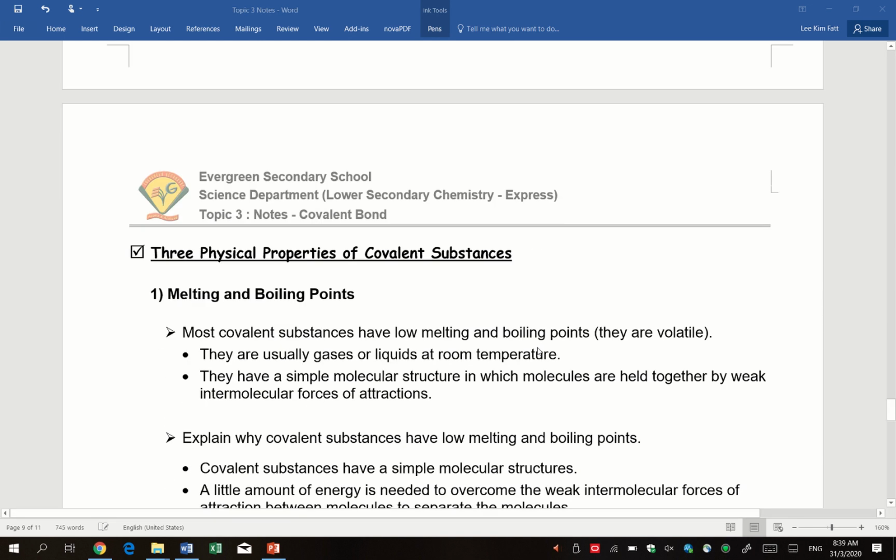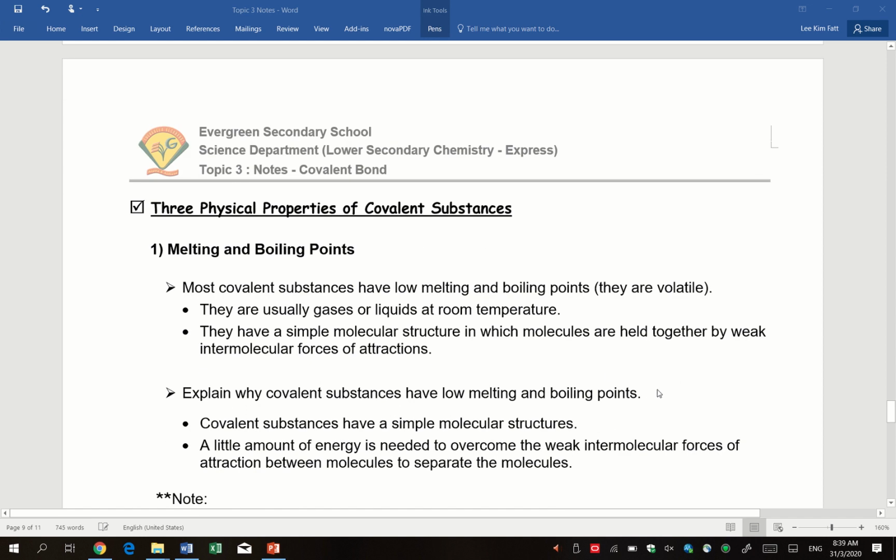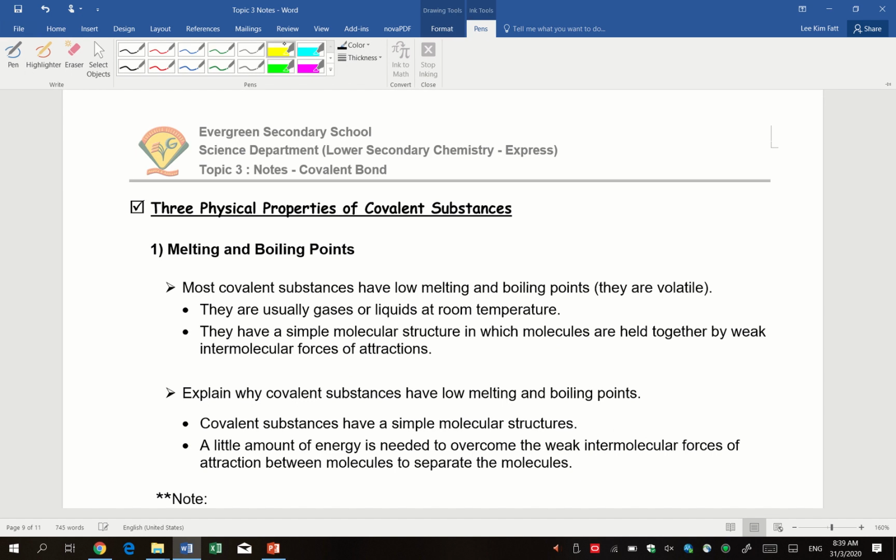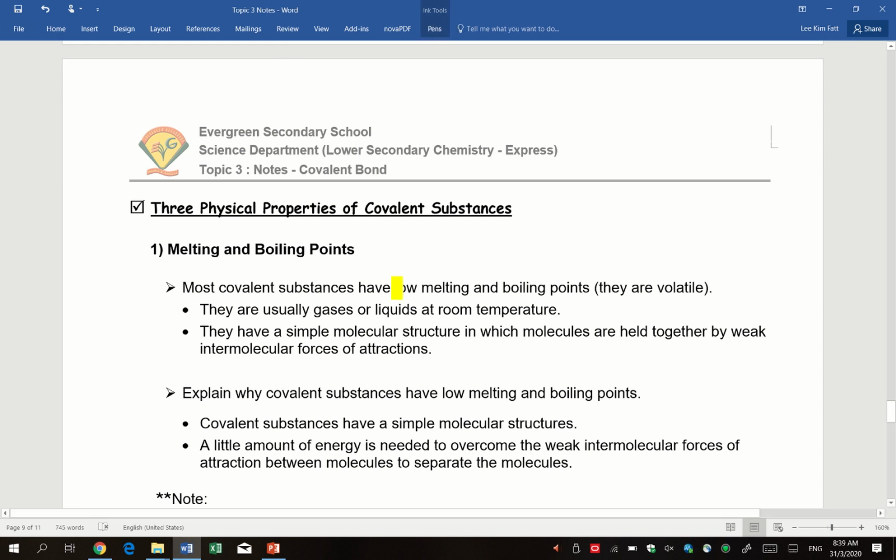Now the first property is the melting and boiling point of your covalent compound. So right, for most covalent compound, they usually have very low melting and boiling point, which also means that they are very volatile. So most of your covalent substances, they either are gases or they are liquid at room temperature.